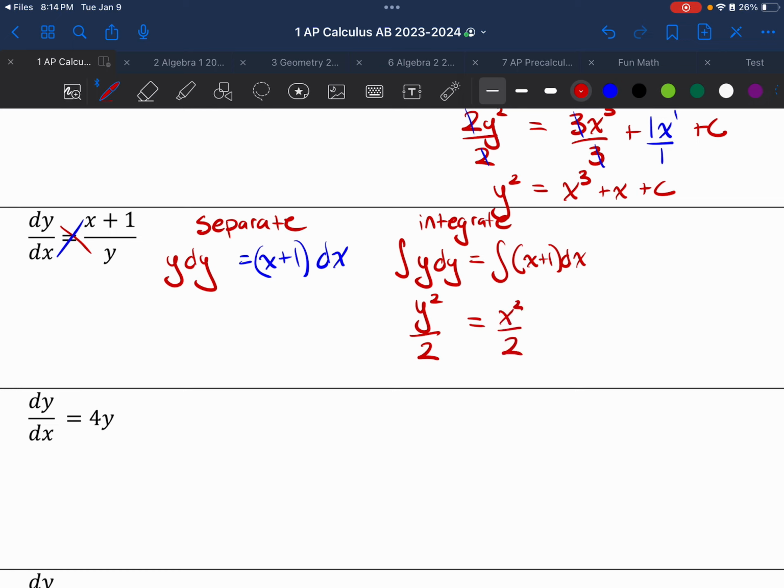Remember the shortcut, whenever you have a 1, it turns into whatever variable. If you have a dy, it turns into a y. If you have a dx, it turns into an x. I'm dealing with the dx, so this turns into x. So this can be plus x, and then don't forget your plus c.